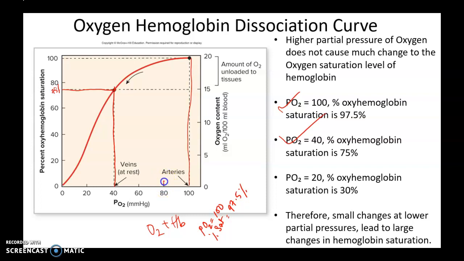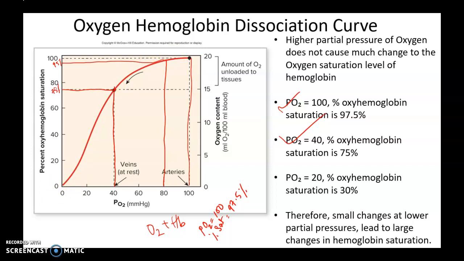So let's take a look at 80. If you look at 80, it's still about, I would say 96% or so, 95 or 96%, right? So see, when the partial pressure of oxygen is 100, the percent saturation is 97.5. For 80, it's not changing much. Do you see that? It's about 95%. And we get this S-shaped or sigmoid curve.